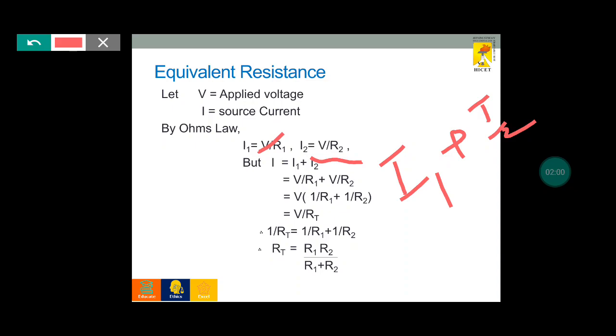Here we have V by R1 plus V by R2. Taking V commonly out, it is 1 by R1 plus 1 by R2, that's equal to V by RT, where RT is nothing but R1 into R2 by R1 plus R2.